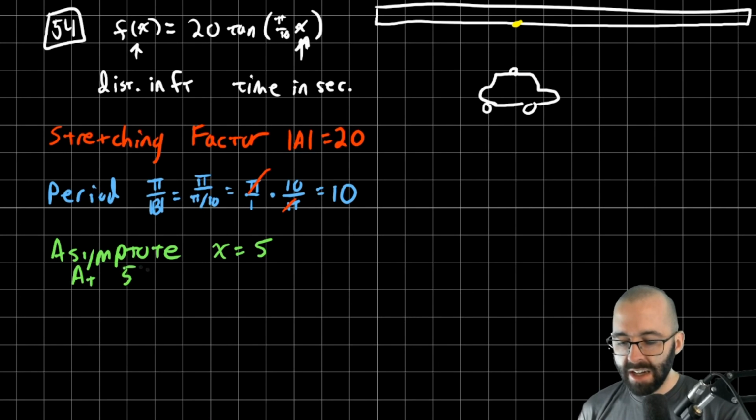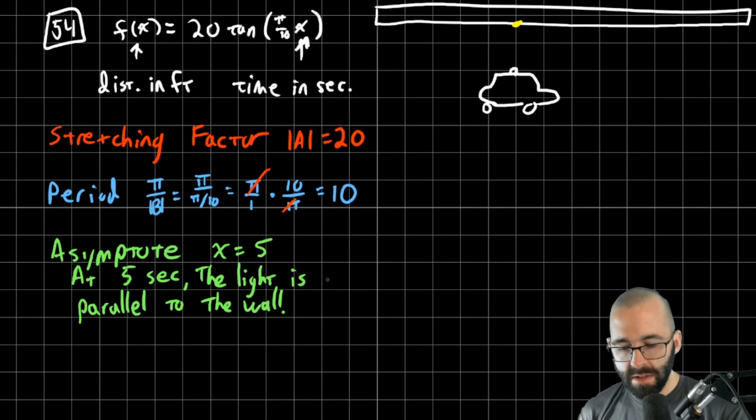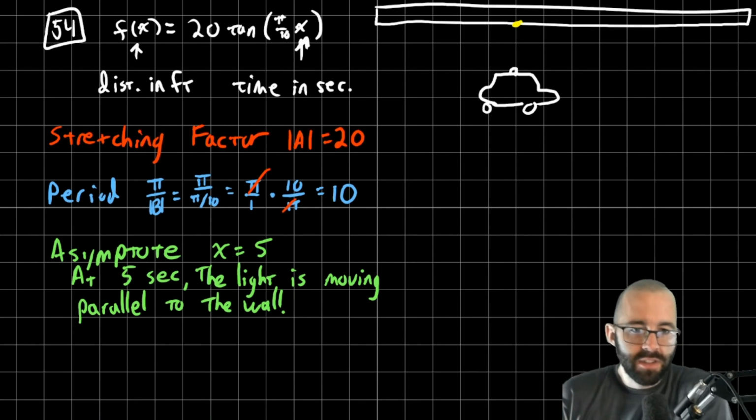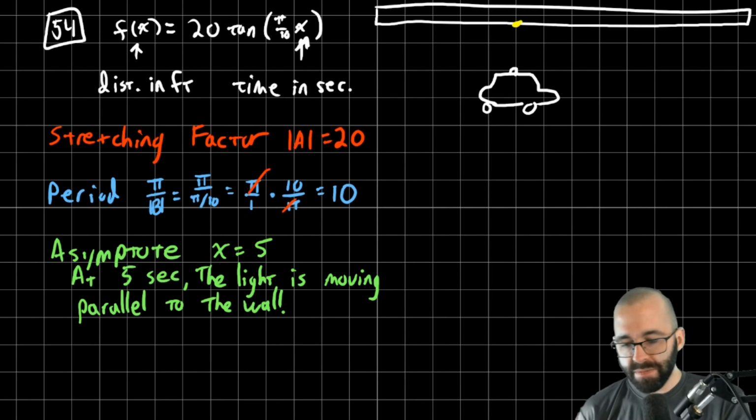Okay? We can say at 5 seconds, the light is parallel to the wall, or moving parallel, because light is moving, right? It looks instantaneous to us, but it does have a travel time, namely the speed of light, which is why it's called that.